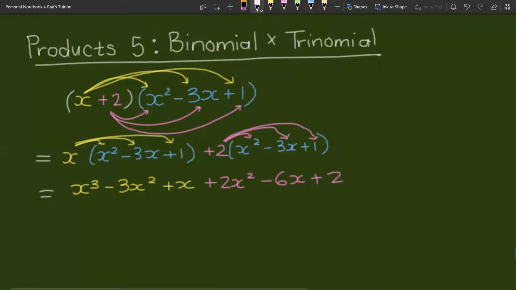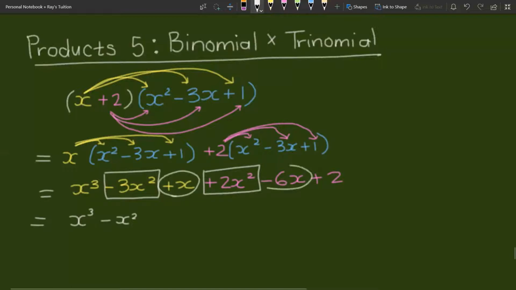Our next step is to group the like terms and simplify the answer. So x cubed, there's only one x cubed term, so we'll write it by itself. Then we have minus 3x squared, and we have a positive 2x squared. If we add those two, minus 3x squared plus 2x squared is minus x squared. Then what we've got is a plus x and a minus 6x. Those two are like terms. So x minus 6x is minus 5x. And finally, we have that 2 by itself.